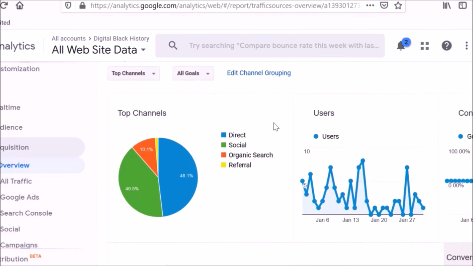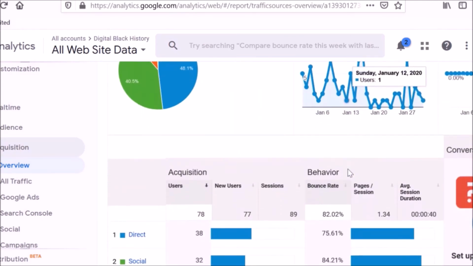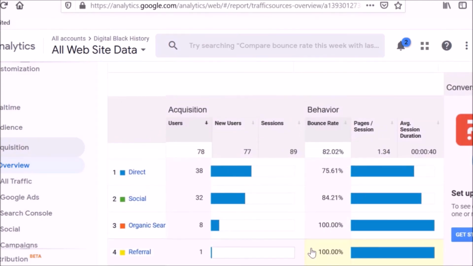Here it does also provide a breakdown of how many users I had over that same time period. At the bottom, it'll also indicate the acquisition and the behavior for people. So for people who got to my website through a direct means by going directly to the website URL, they had an average bounce rate of about 75.6%. For social, they had an average bounce rate of about 84%, and so on and so forth.